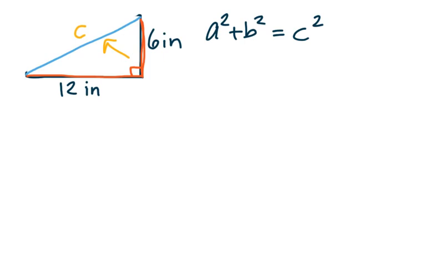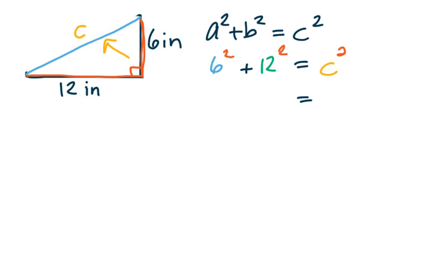It doesn't matter whether I pick 6 or 12 to be A, so I'll pick 6, and then of course you have to square it, and then I'll pick 12 to be B, and I'll square that, and it's equal to c squared. C is the thing I don't know. Please remember to square it, it's really, really important.